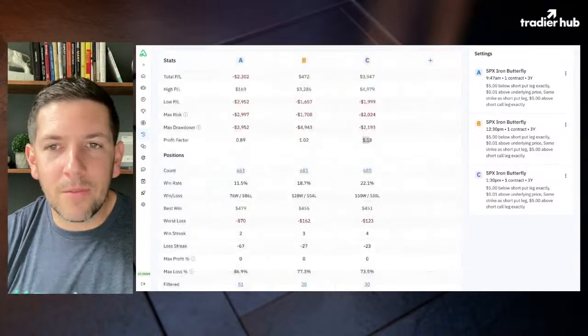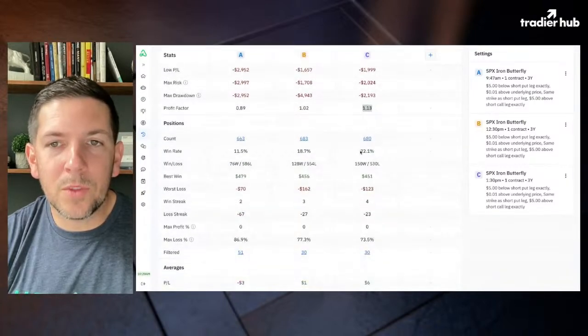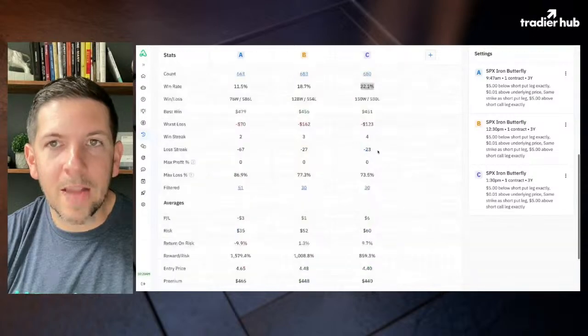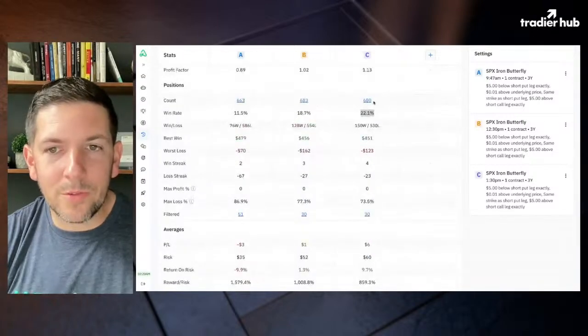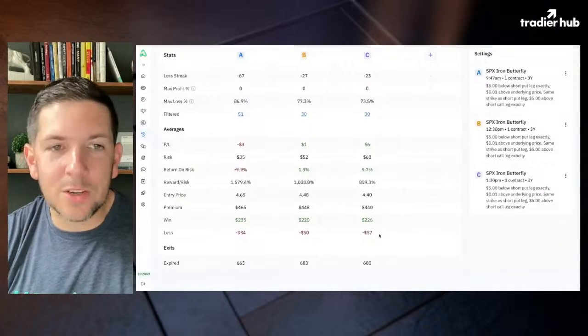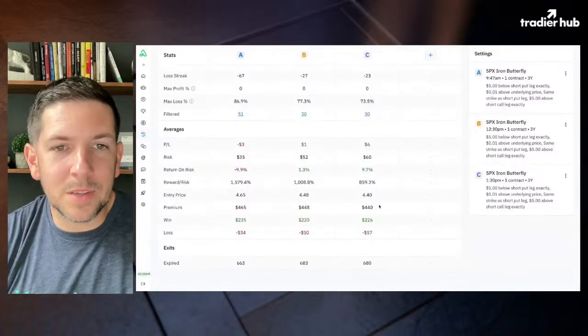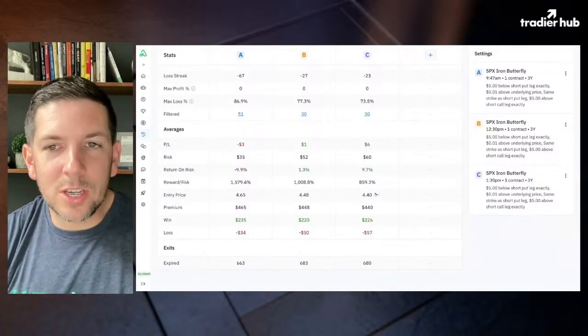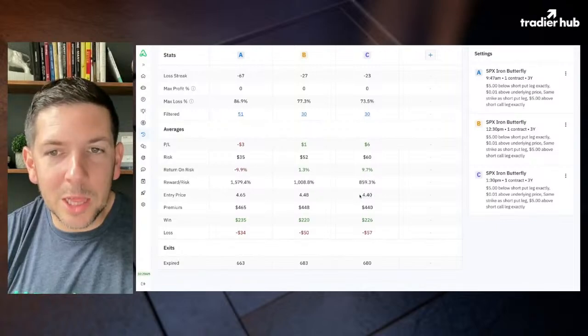You can see the profit factor was significantly higher. Your win rate was significantly higher. Again, you entered about the same number of trades, so that's good. And you're still taking in positions that were about the same types of positions. You actually entered positions that had slightly lower premium.